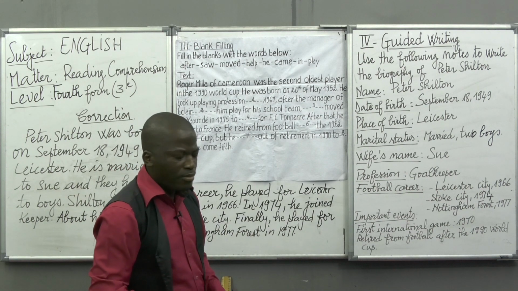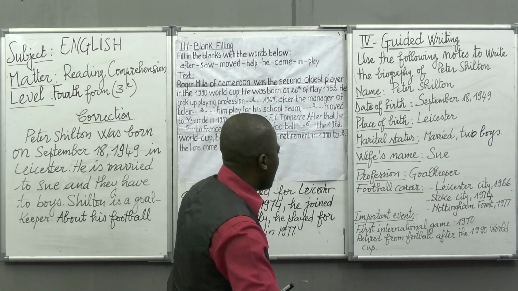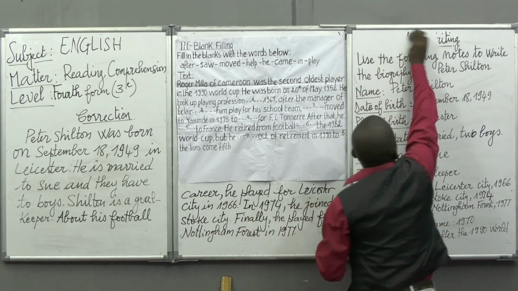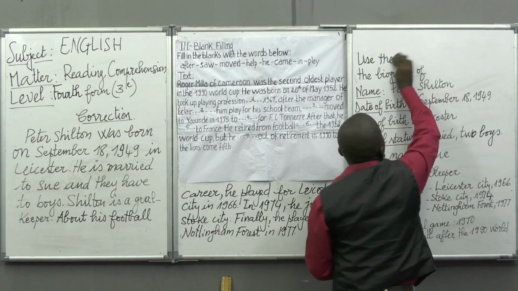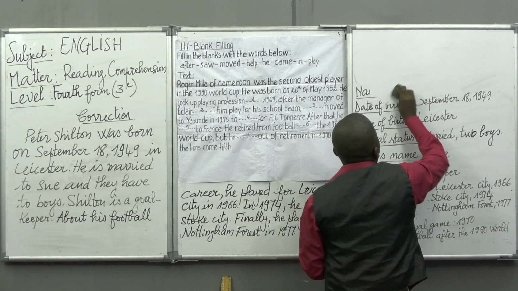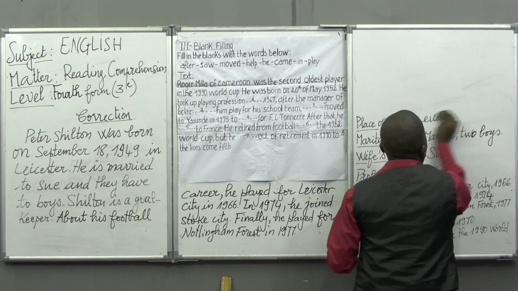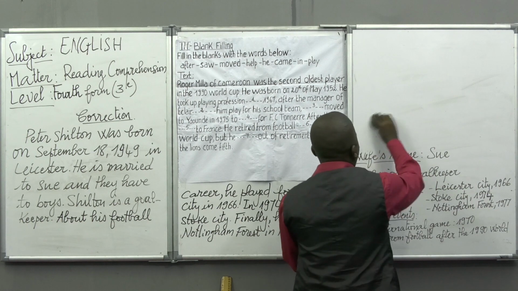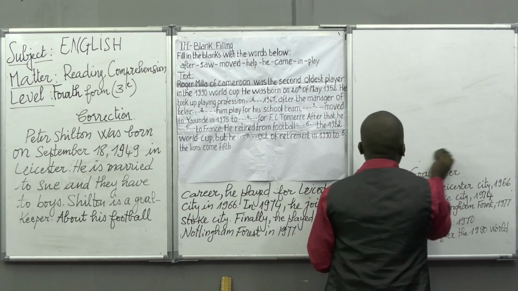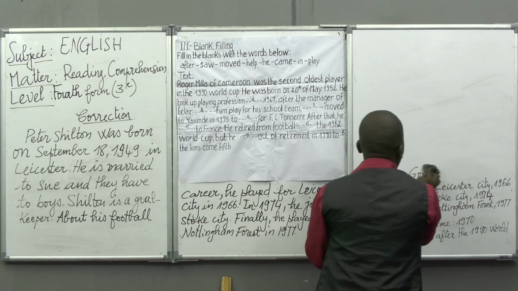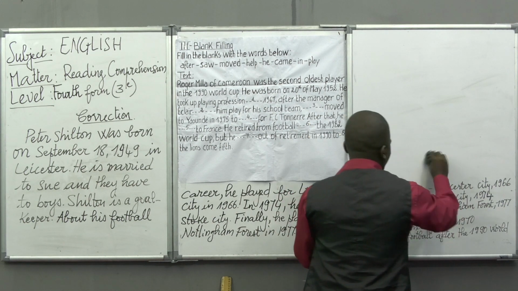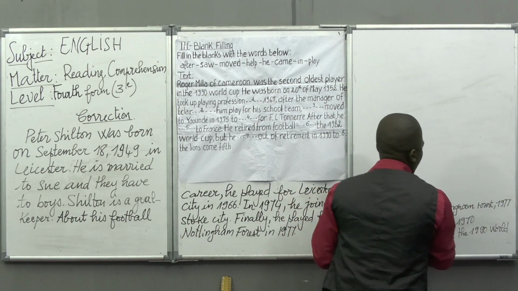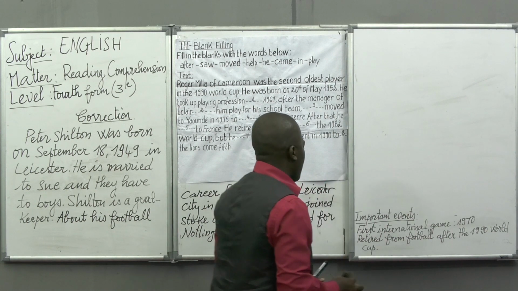Now, what is remaining? We have important event. We have already finished with that. Then let me clean here to have more space. 2 boys already taken. Wife's name also taken. Profession taken. Good. Football career, we have just finished with it. Okay. Now, the last part is remaining.